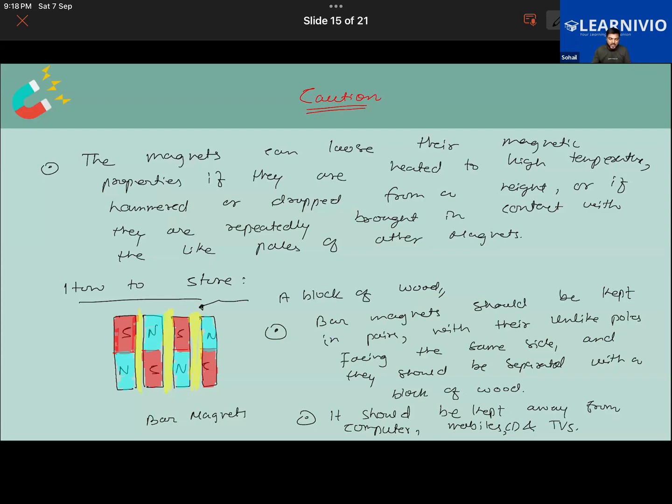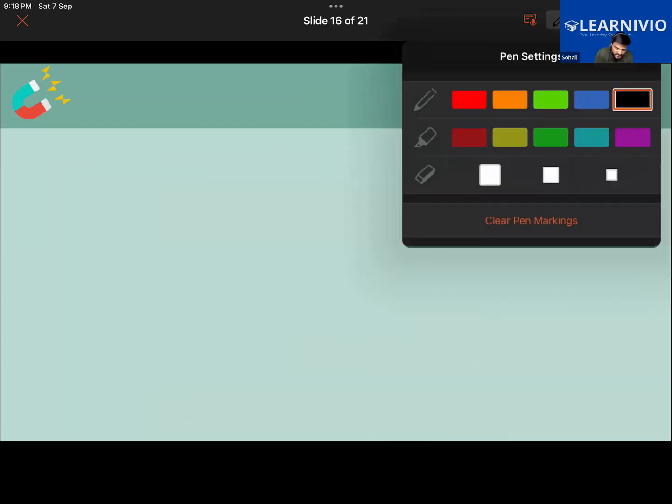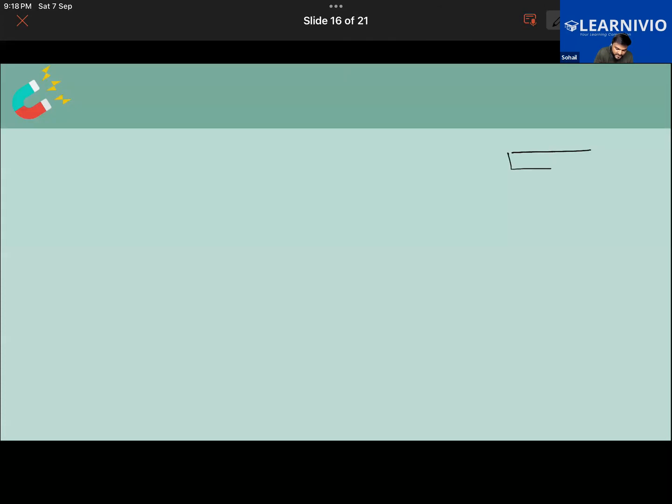So will hammering the magnets destroy it or not? Sir, it will. Also, if I have broken a piece of magnet into two with a hammer, it will result in two magnets. Earlier this was north, this was south. Now these two magnets will also have their own separate poles like this. Getting it now? Yes, sir. That is the thing here.